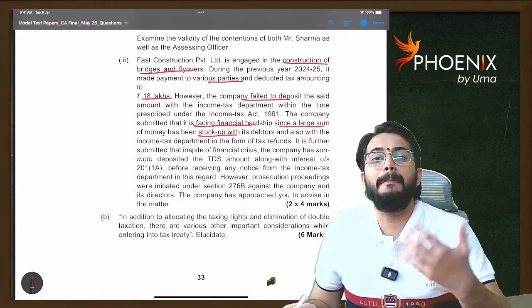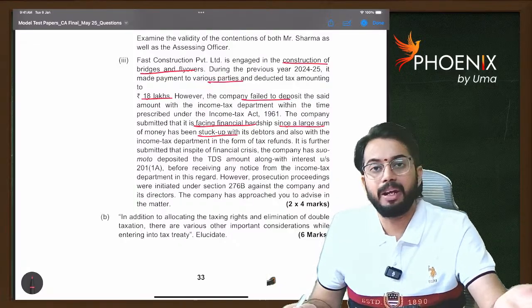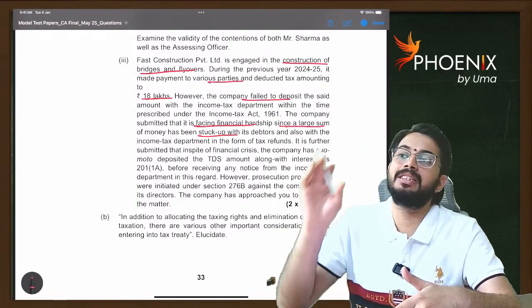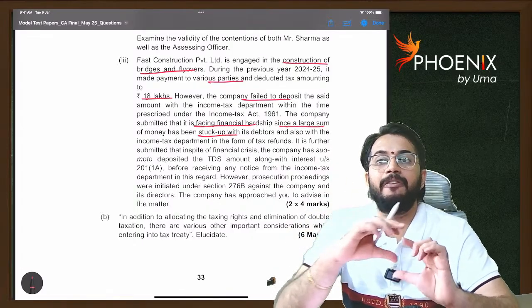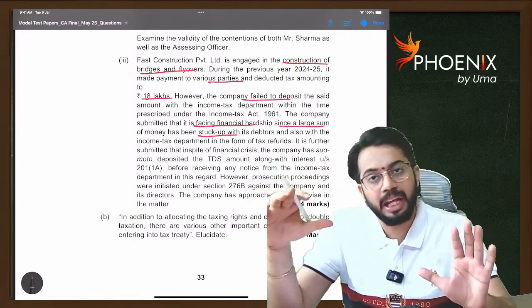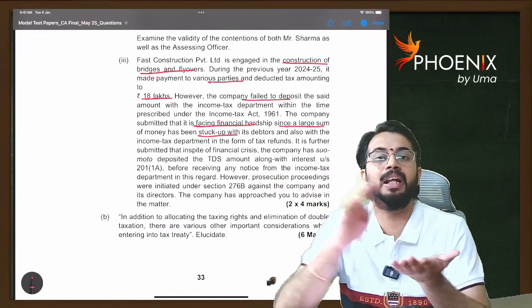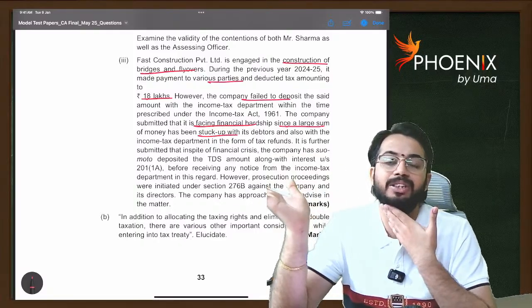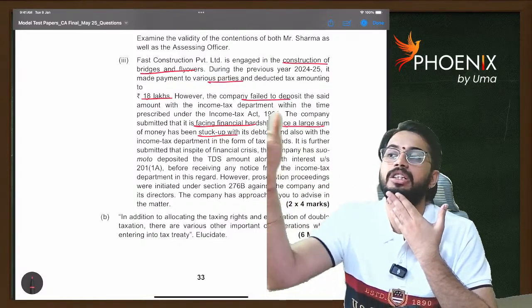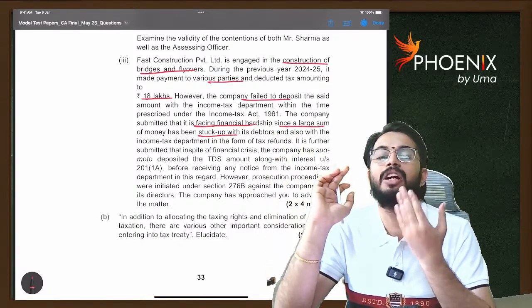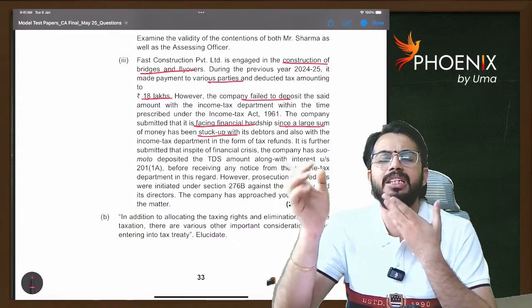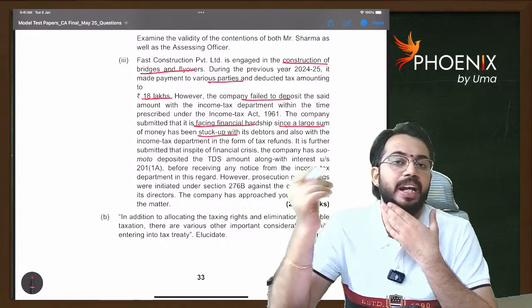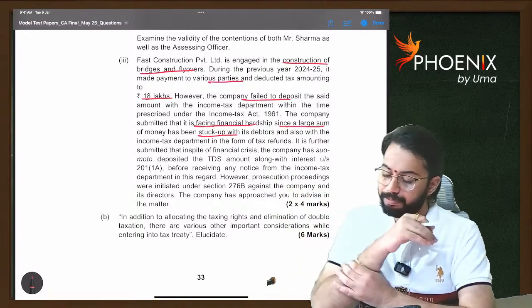Why did the company not pay TDS? Because a lot of money is with debtors. That means the company is suffering financial crunch. See, in books money is there, but in bank account money is not there because most of the money got stuck with debtors and most of the money got stuck with refund from Income Tax Department. So that's why company could not pay TDS within the time.